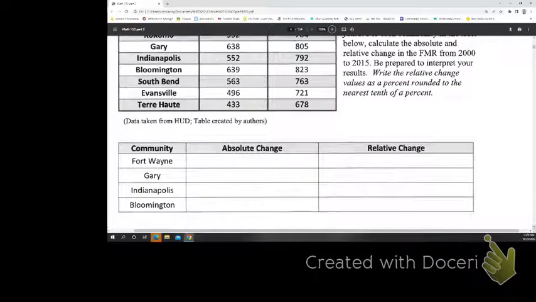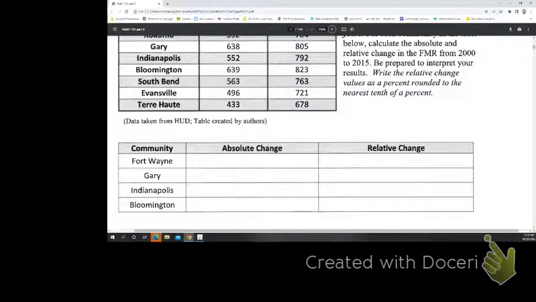So, for example, when I did Fort Wayne, I subtracted 687 minus 508. So I took the 2005 minus the 2000, and I get 179. And then to find the relative change, what am I going to divide by? By the 508, yep. So I did it this way and then just moved the decimal, 35.2.